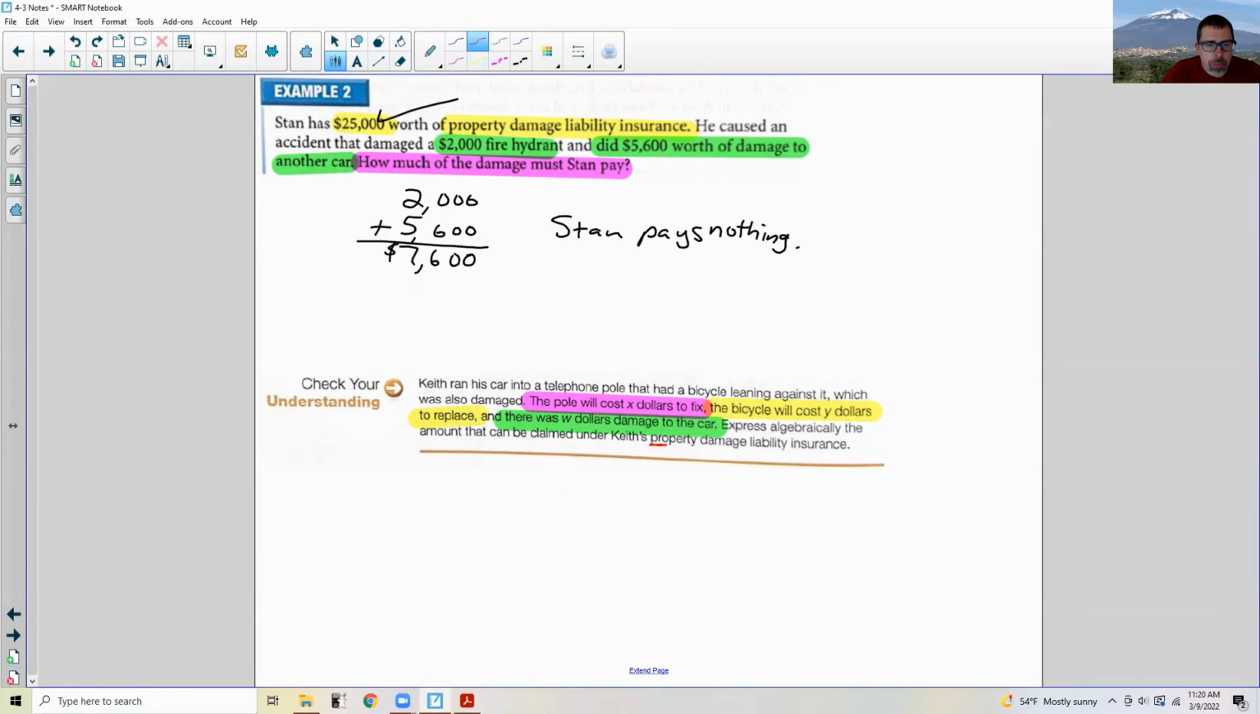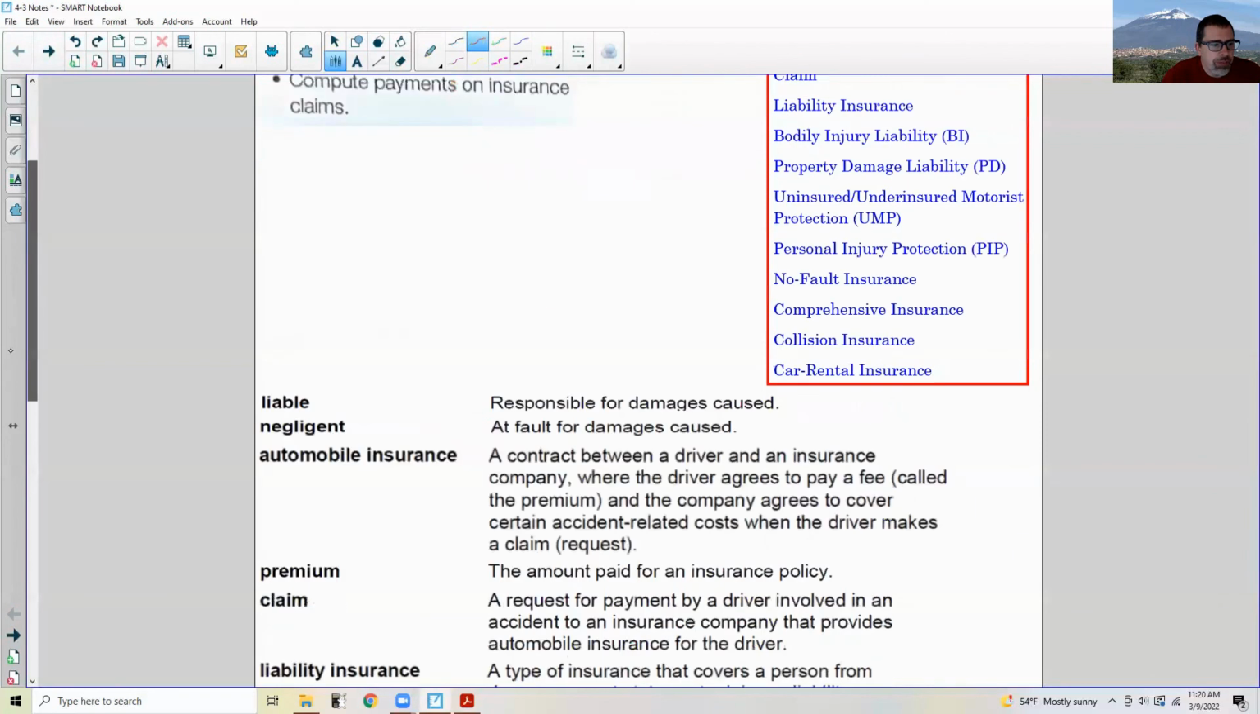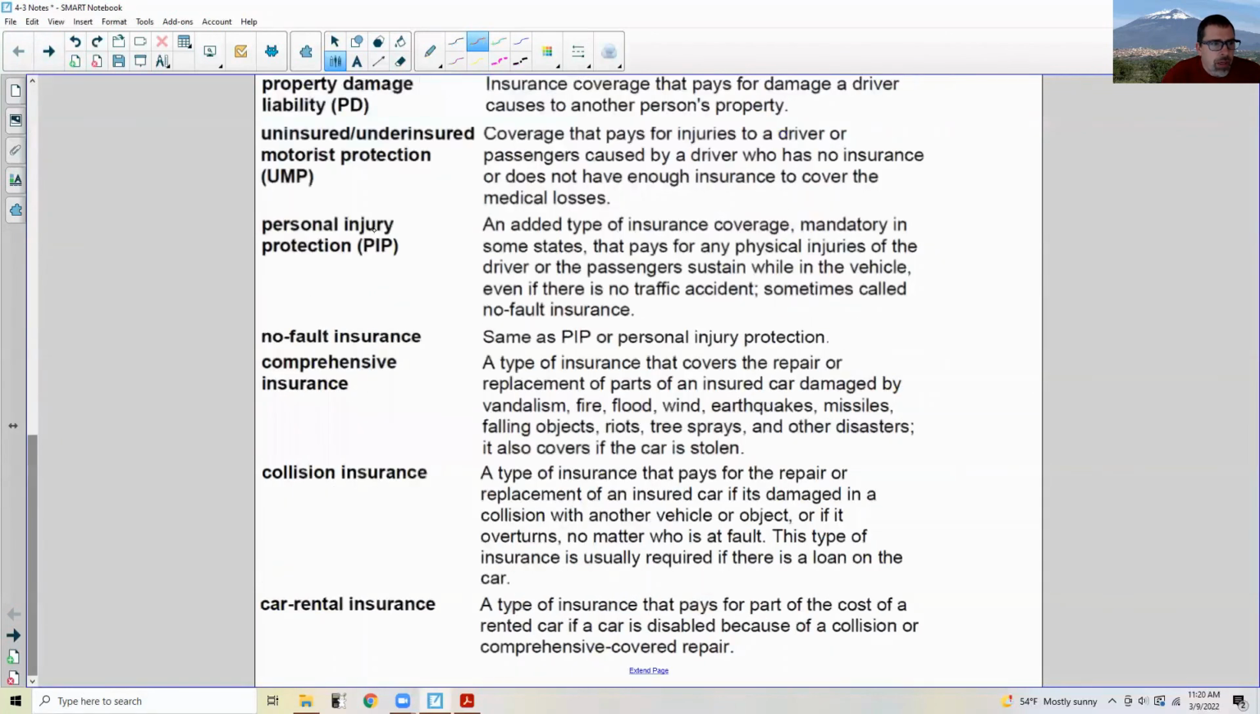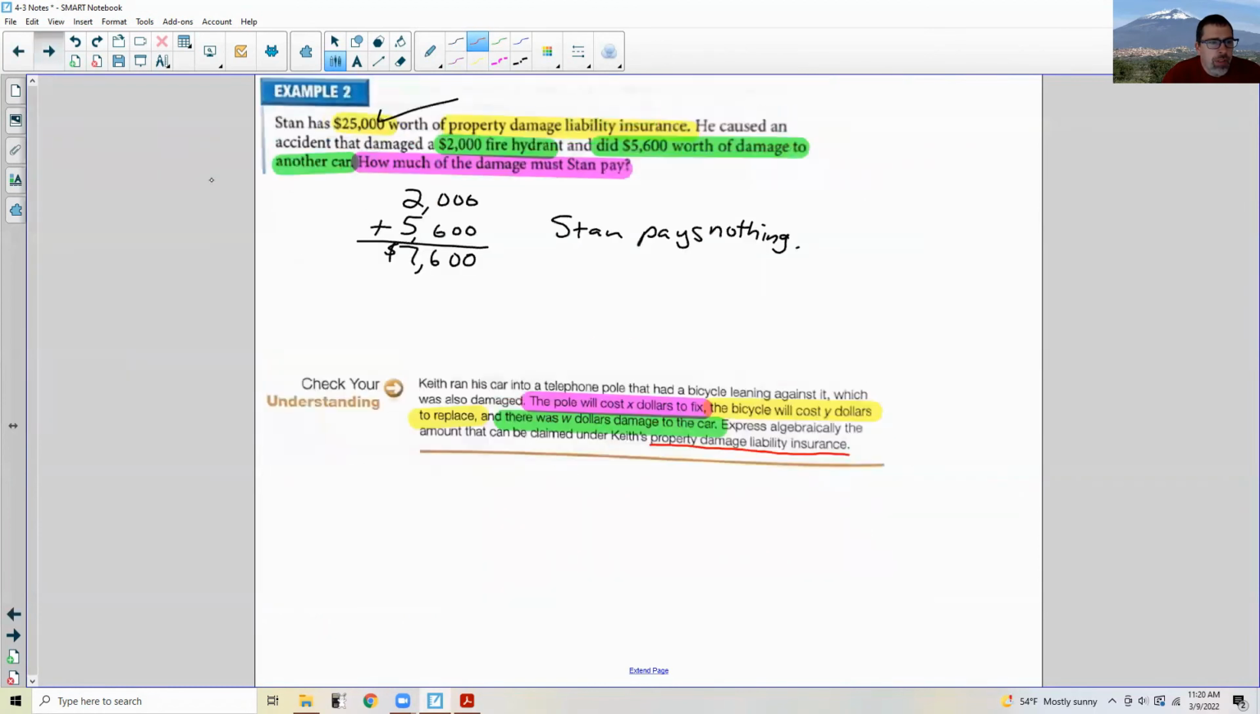Okay. Property damage liability insurance. Now, if I go back to the definition, PD is right here, property damage liability insurance coverage that pays for damage a driver causes to another person's property, not to your own. Okay, so if the pole costs X dollars to fix, the pole is not his. The bicycle costs Y dollars to fix, the bicycle is not his. And there was W dollars damage to his car. The property damage would pay X plus Y, but it would not pay the W. So the answer is just simply X plus Y.